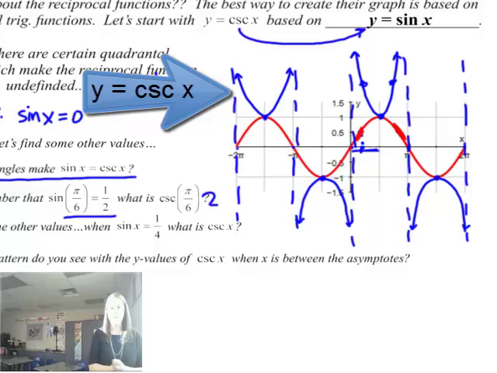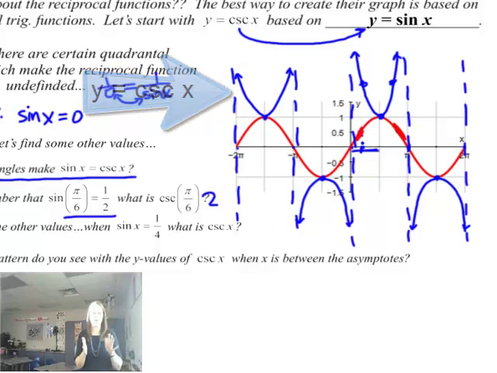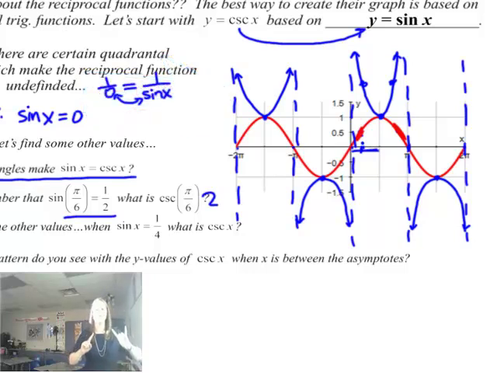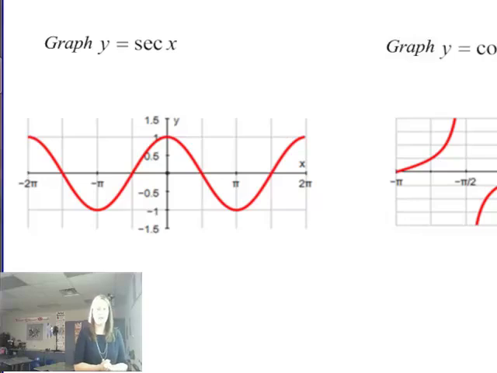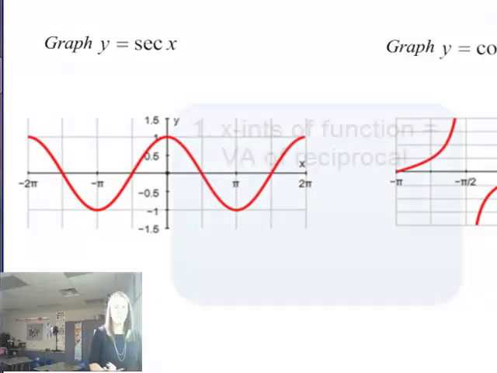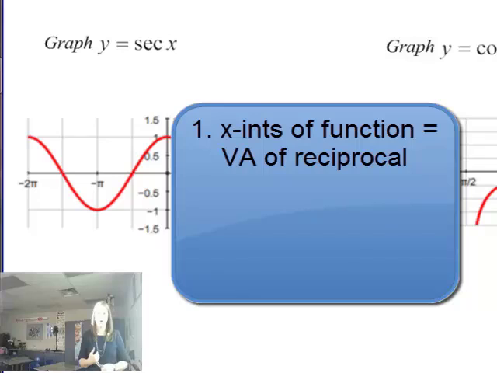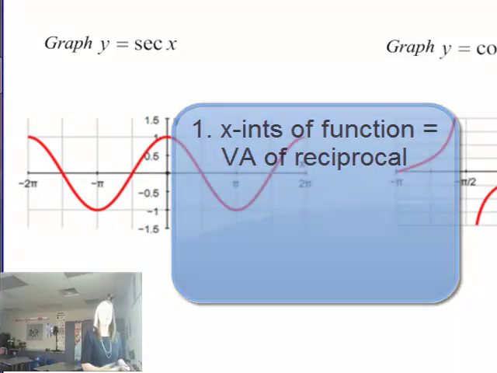So we should hopefully see the pattern that between the asymptotes, the cosecant goes shooting to infinity or to negative infinity. All right, so what about the other two? That was a long explanation, but basically you need to remember just a few things, okay? Wherever the curve is at an x-intercept, its reciprocal is at a vertical asymptote.